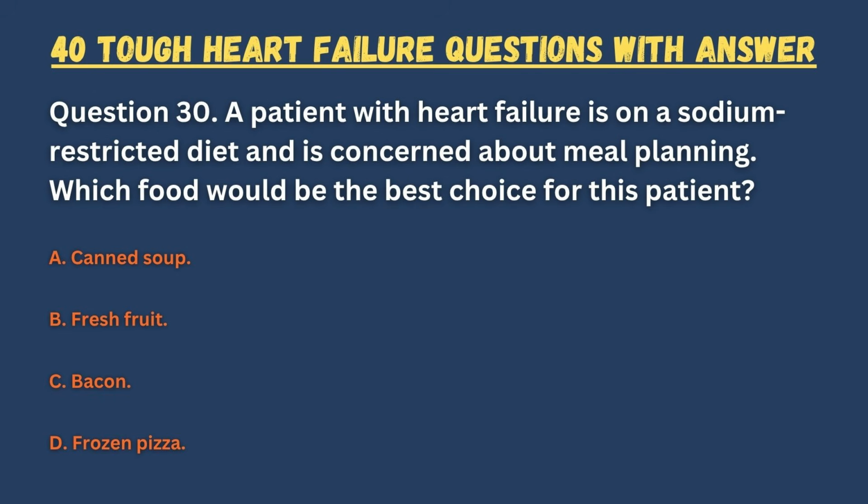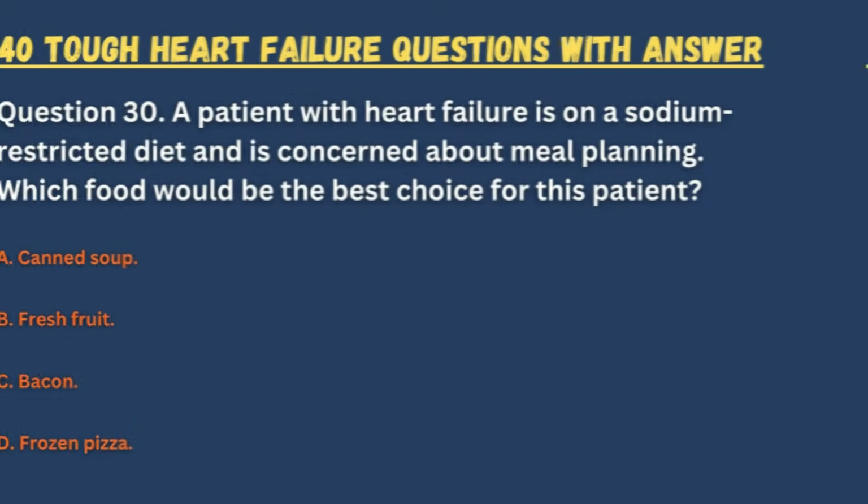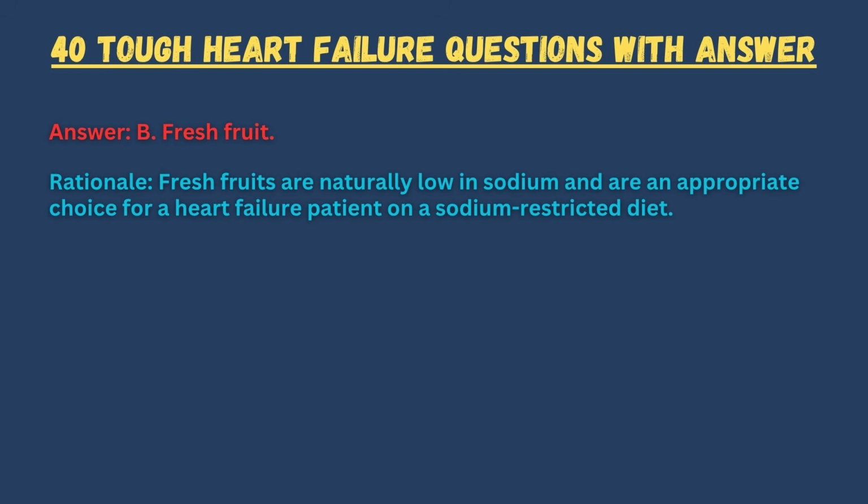Question 30. A patient with heart failure is on a sodium-restricted diet and is concerned about meal planning. Which food would be the best choice for this patient? A. Canned soup. B. Fresh fruit. C. Bacon. D. Frozen pizza. Answer: B. Fresh fruit. Rationale: Fresh fruits are naturally low in sodium and are an appropriate choice for a heart failure patient on a sodium-restricted diet.